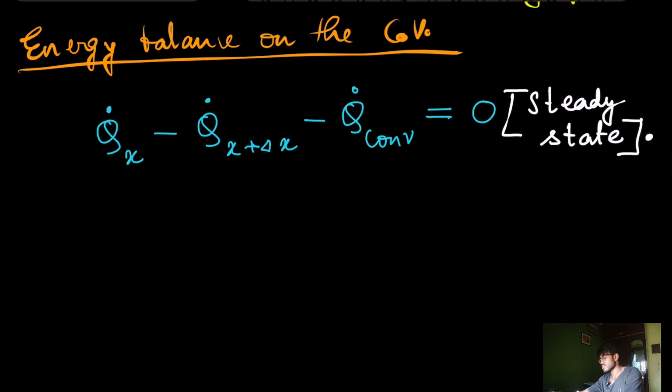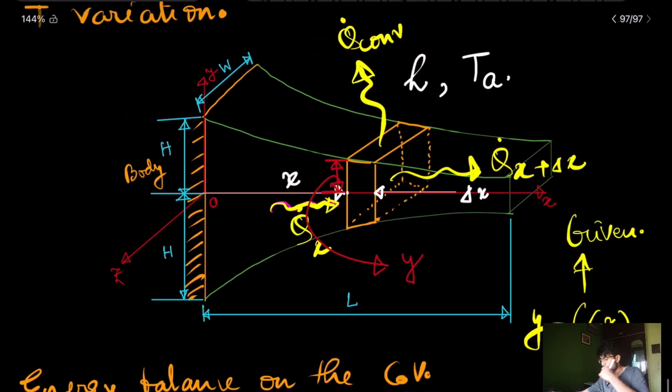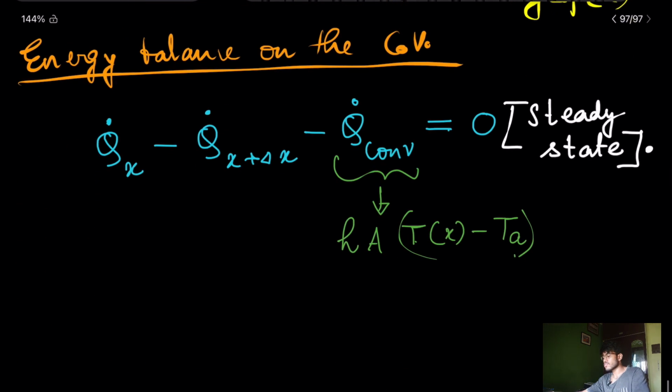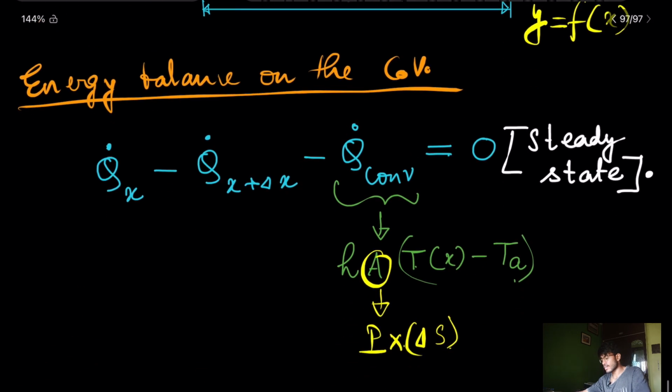Now let us put the values. So what will this be? This will be h into A, the total area of heat transfer, into T at x minus T ambient. T at x is the temperature at a distance x, and T is only a function of x, not a function of y and z. Now what will this area be? This area will be your perimeter into delta s, not delta x. Now what is delta s?